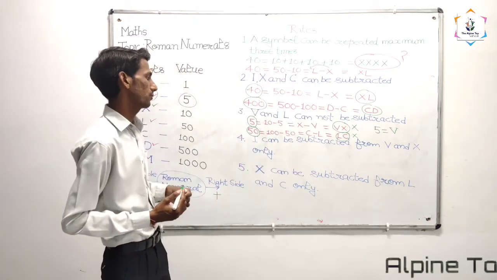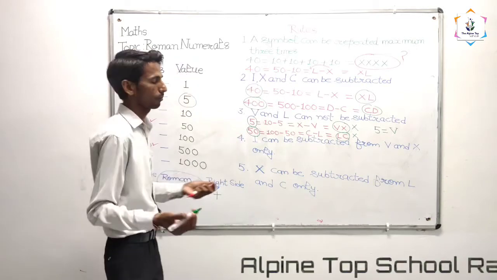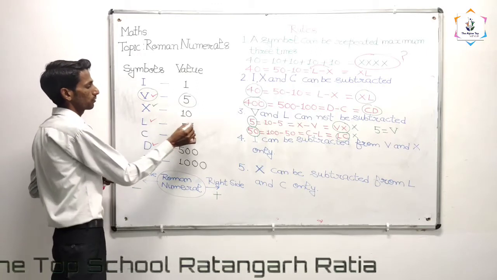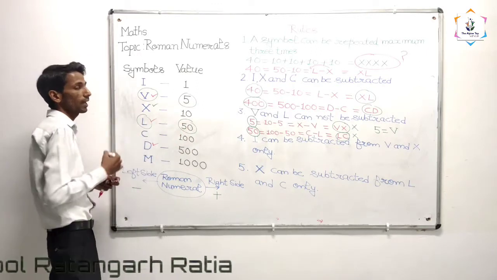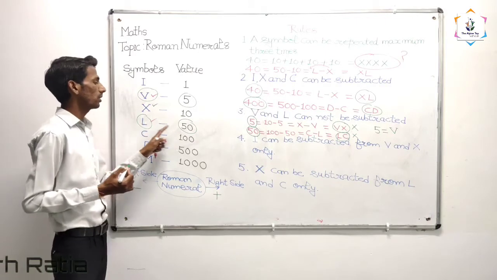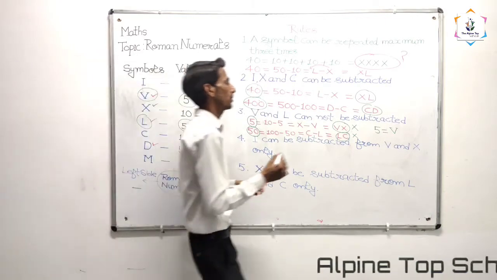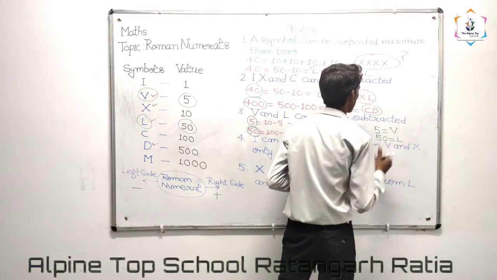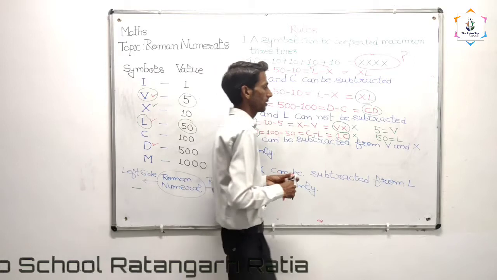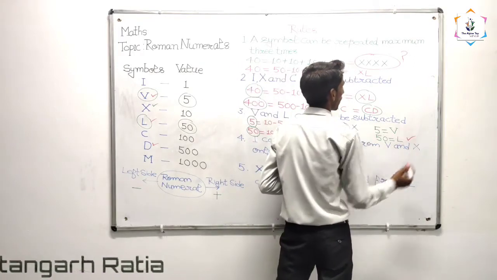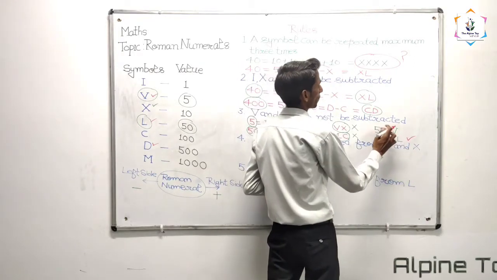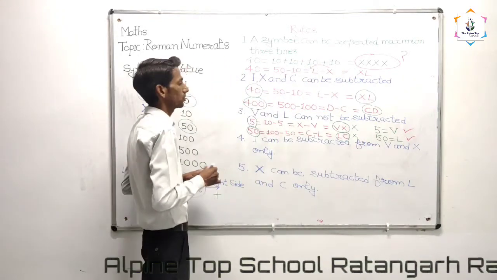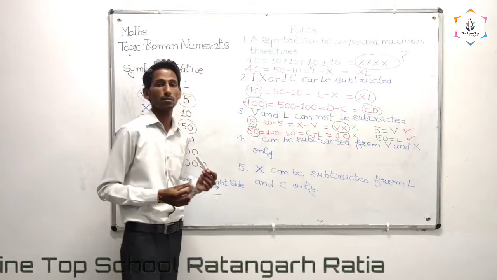Then what will be the specific way to write 50? Obviously, you know, students, in the beginning of the chapter I have already told, for 50 we used L. L is the symbol we used for 50. It means we can write 50 with the help of symbol L. This is the correct way. For 50 we use L, and for 5 we use V. But these are not correct way, because V and L cannot be subtracted.